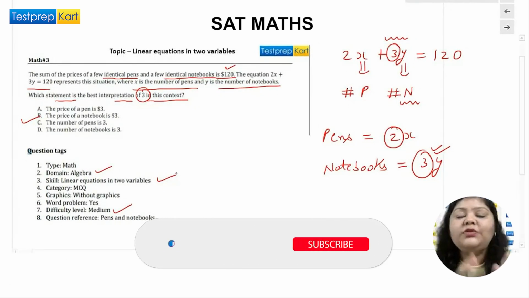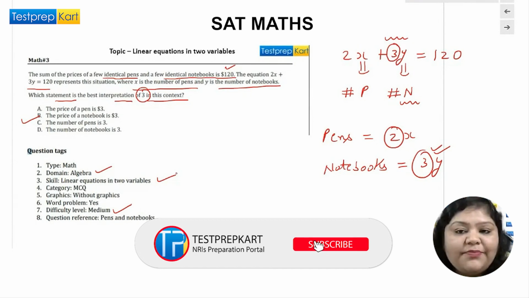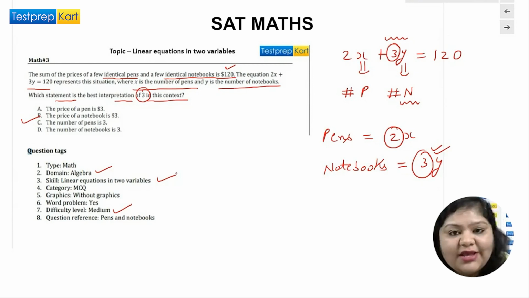Okay, so I hope this simple question number 3 is clear to everyone. Anyone having any doubt in this, please tell me. No, I guess. Okay.